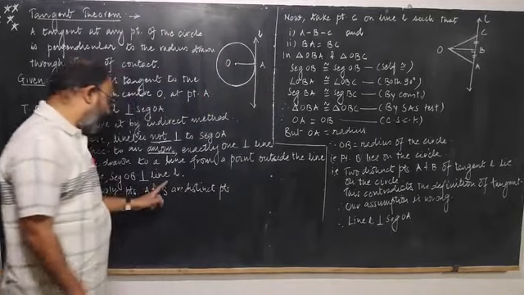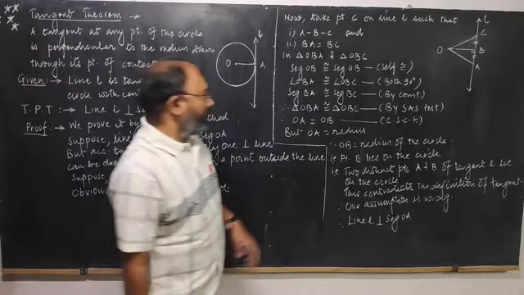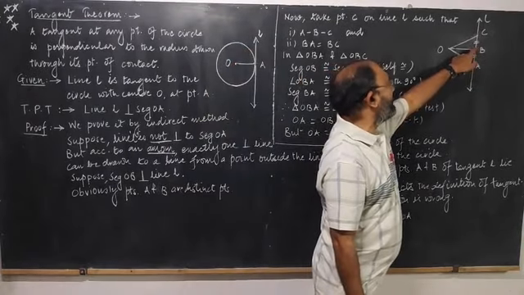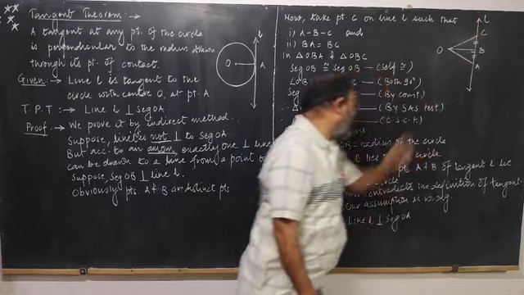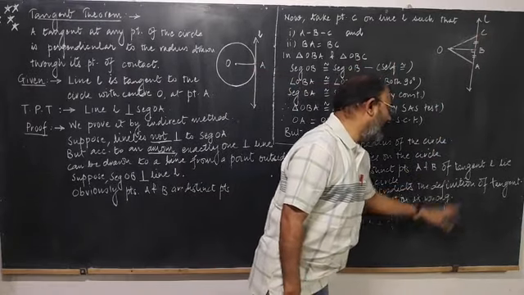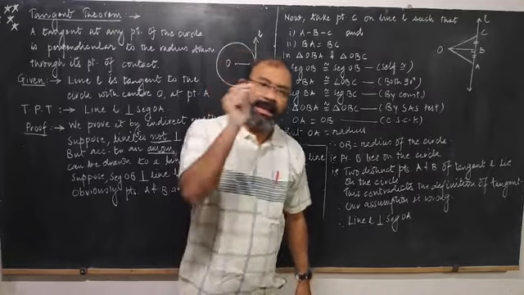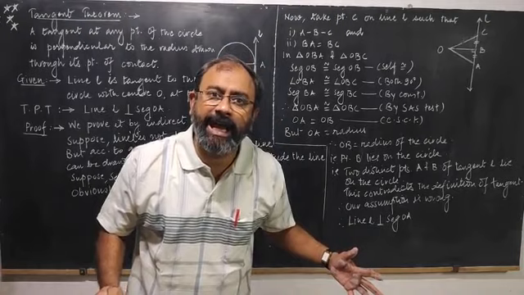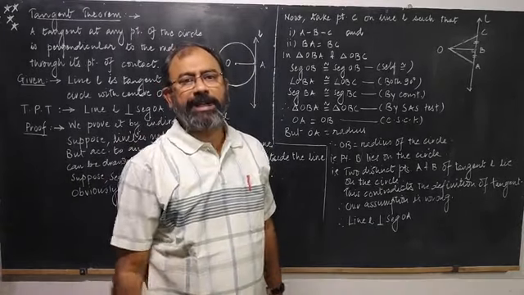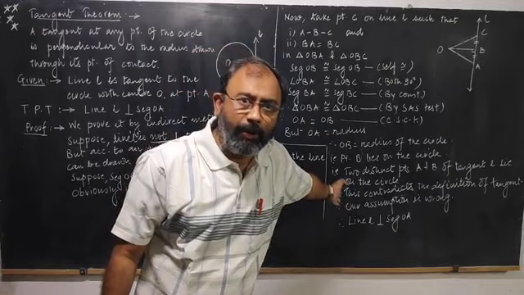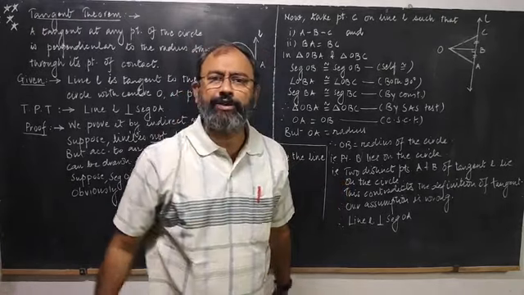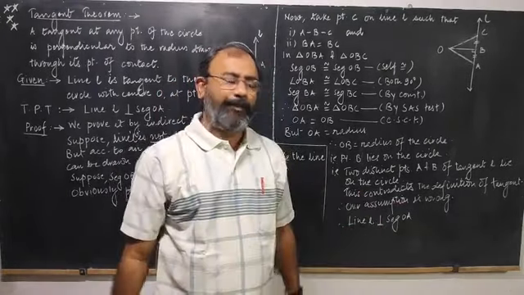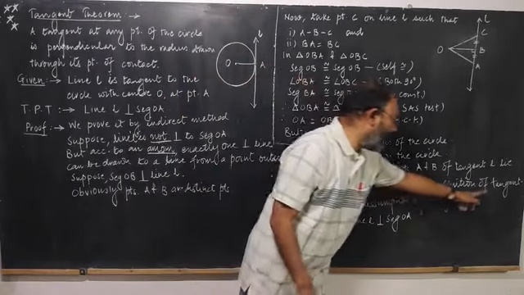Segment OB is perpendicular to line L. So what happened? There are two distinct points A and B of the tangent L that lie on the circle. How can that be? The definition of tangent says there is only one common point with the circle. So what happened here? You are getting two distinct points of the tangent which are common to the circle. That contradicts the definition of tangent.